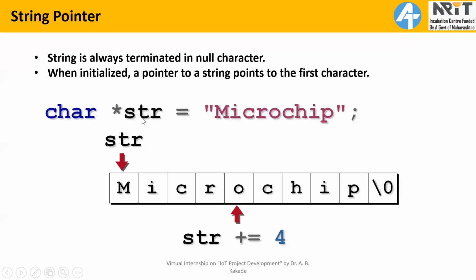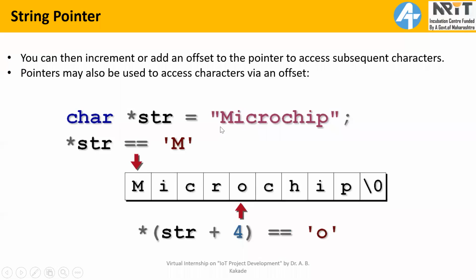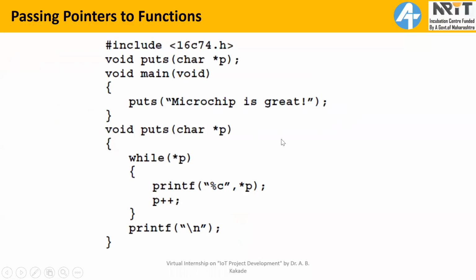So using this char *str equal to "microchip", what we have done is we have created a pointer with name str, and it points to the first character in the string, and first character is M. So we can increment or decrement pointer, or you can add offset. So in character type of string, when you increment the pointer, it is incremented by 1, and in integer type of string, when you increment the string pointer, it will get incremented by 2. So in our case, we are going to make use of character type of string.